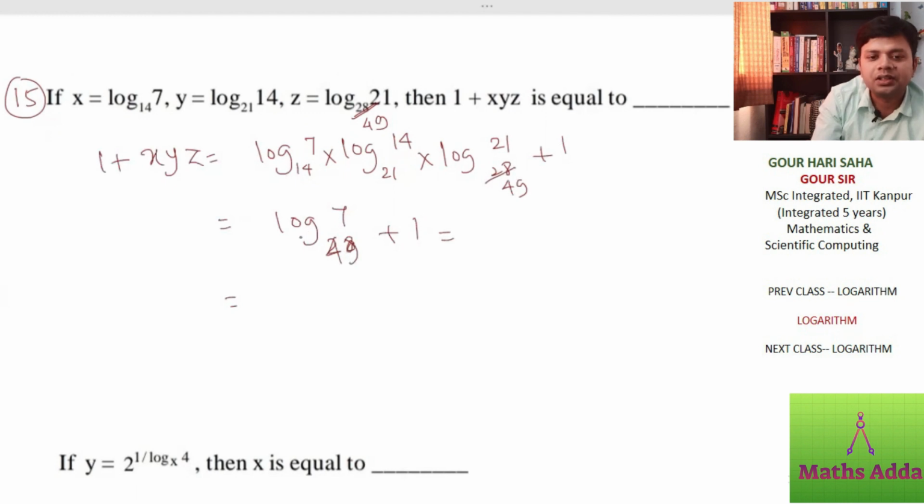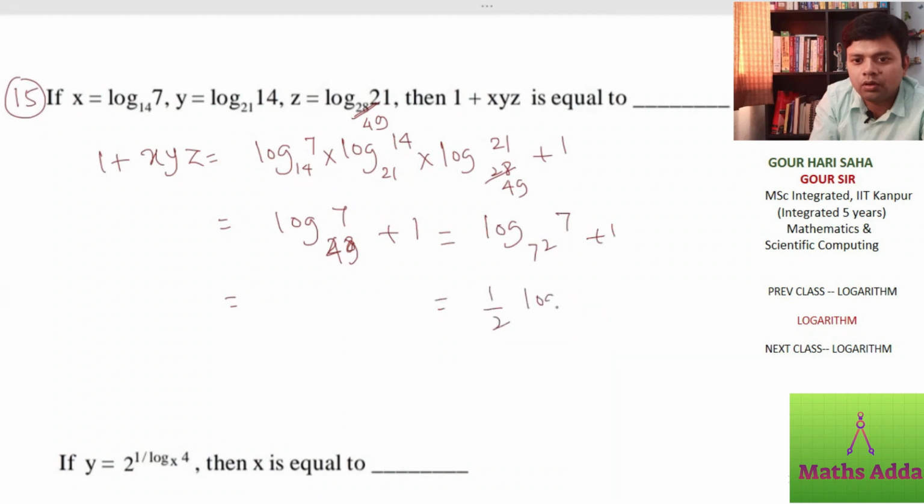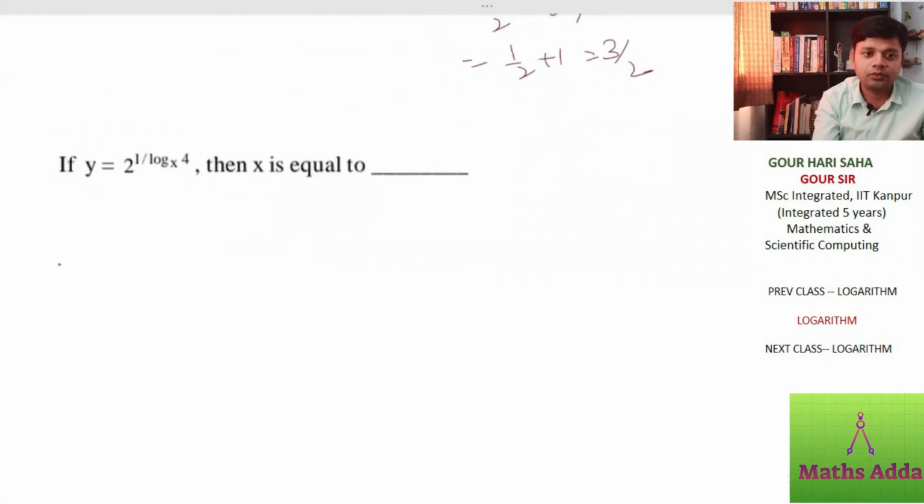What is log of 7 base 49? Log of 7 base 7 square plus 1. This is 1 by 2 log of 7 base 7 plus 1. This is 1 by 2 plus 1, 3 by 2. The next one will be the last question for today, that is the 16th.